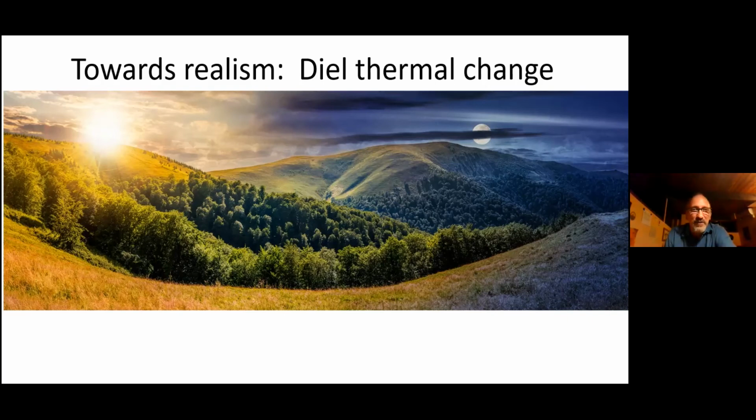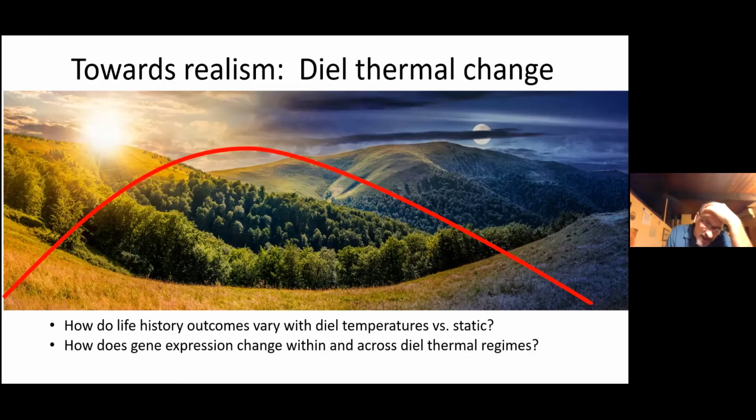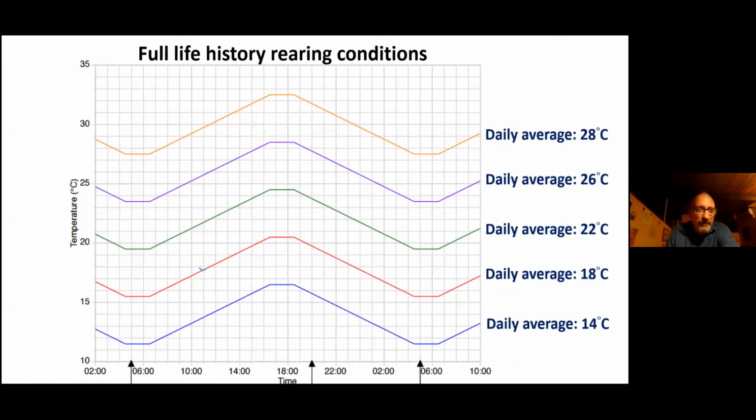So the next step for us was to move towards this diel thermal change. We know that during the day it's going to heat up, and during the night it's going to cool down. And we were interested in asking the question: how do life history outcomes vary with diel temperatures relative to static temperatures? And how does gene expression change within and across some of these thermal regimes? And we had the question of, does more time spent at favorable temperatures compensate for time spent at stressful temperatures? So if you have more of the good temperature, but you also get a little bit more of the bad temperature, what wins? And so here are the full set of exposures for the rearing experiment. Each of these exposures varies by 5 degrees C per day.